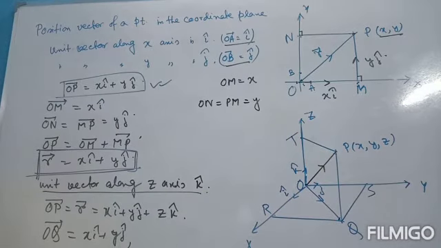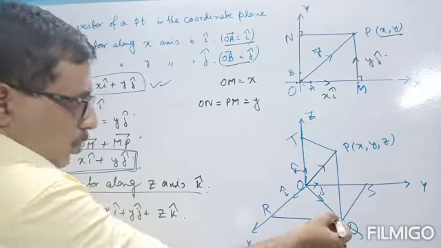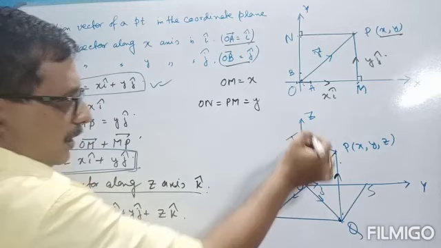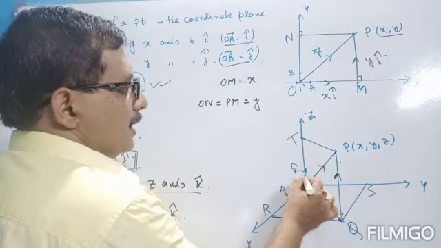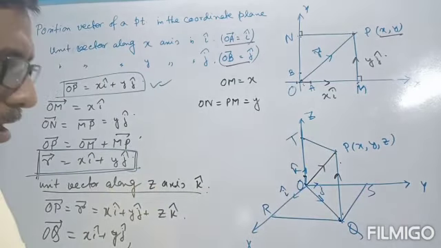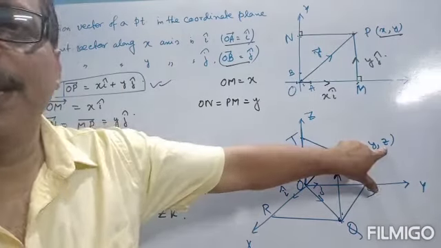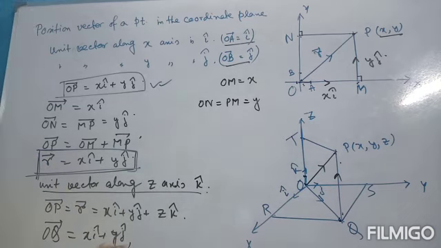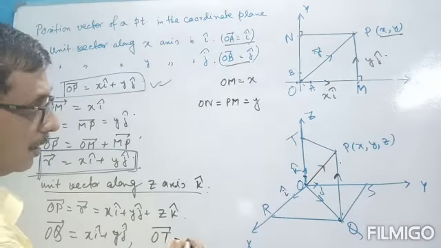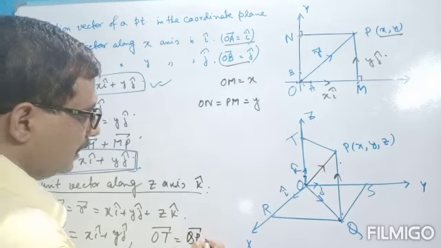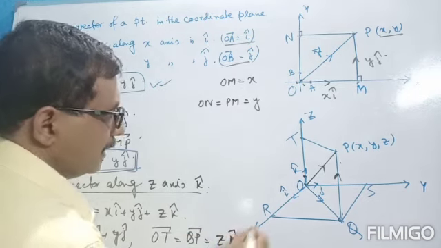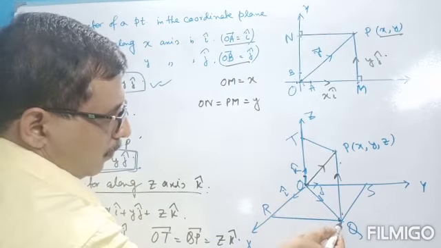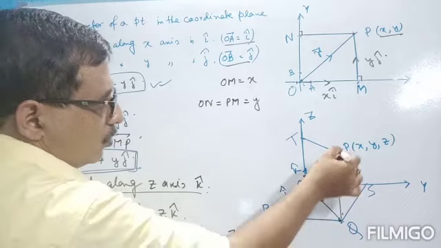This is a 3-dimensional figure. Try to draw it in 2 dimensions. So QP and OT are the same. This is nothing but the unit vector on the z-axis, k, and this length is z. Therefore, the OT vector is equal to QP, that is z k cap. Therefore, from this triangle, OQ plus QP is equal to OP.